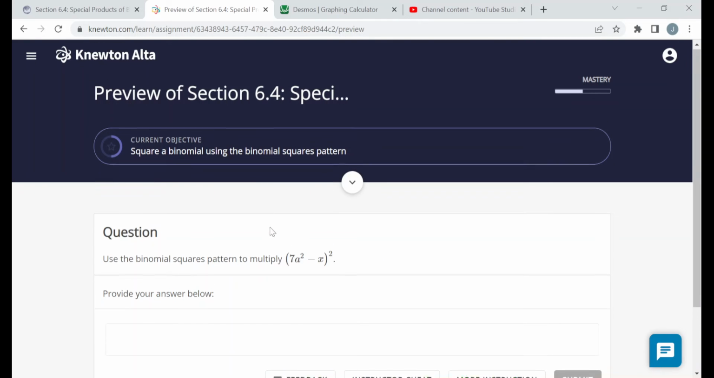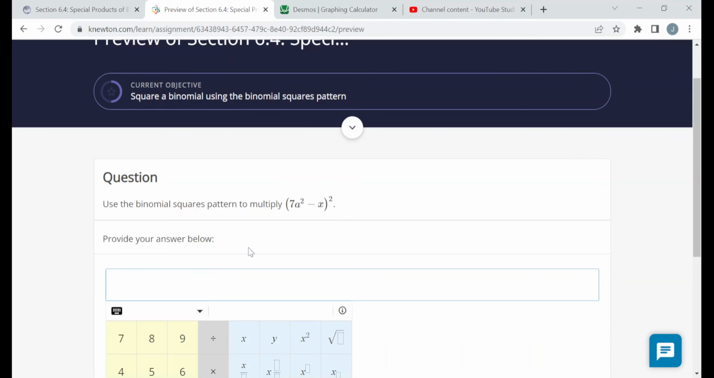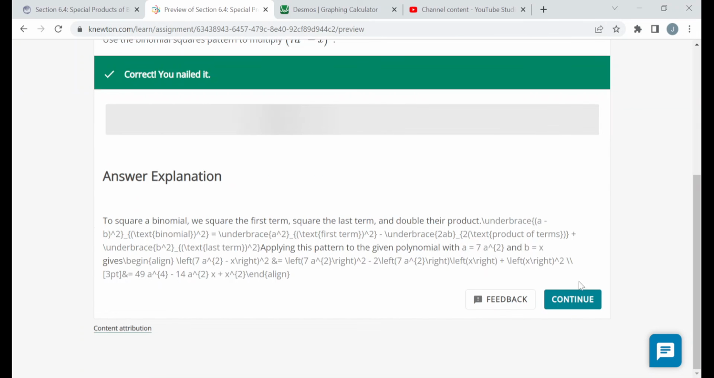So still squaring a binomial. All right, so I've done a few of these now. I'm just going to kind of talk this one out. So remember that when you square a binomial, it'd be the first term of the binomial squared. So 7a squared would be 49a to the 4th for the first term. All right, then minus, because there's a minus in here. And then 2 times 7a squared times x. So that'd be 14a squared x, minus 14a squared x, and then plus x squared there. Right. So 49a to the 4th minus 14a squared x plus x squared will be the result of squaring that binomial. Great.